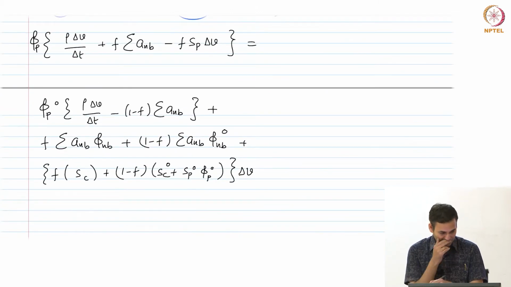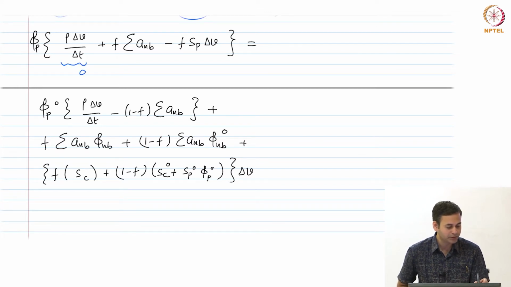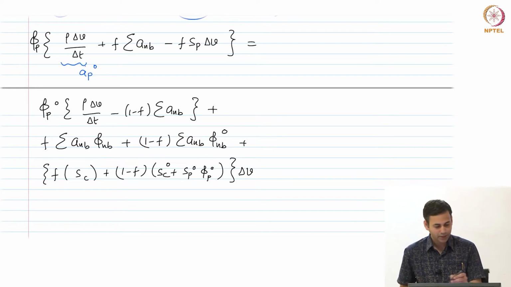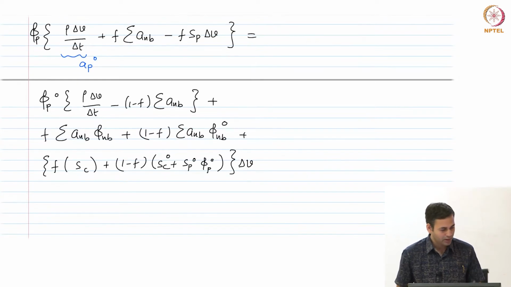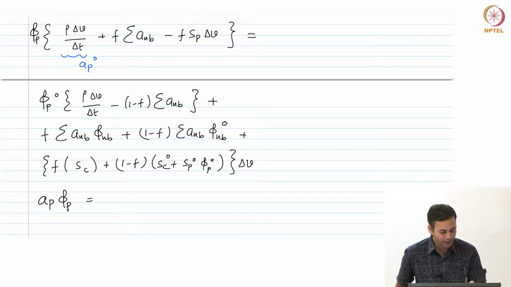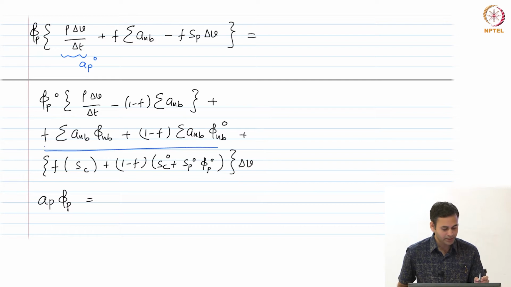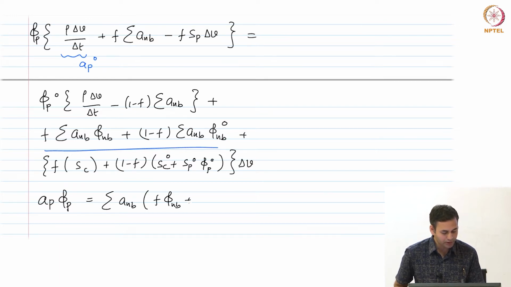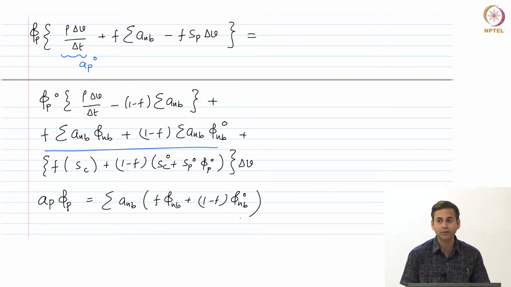So, this looks good. Now, let me rewrite this thing. We would like to call this coefficient some AP0, okay. Then I can rewrite this as what? This would be AP times phi p on the left hand side equals, from the two terms that we have here, can I rewrite this as sigma a and b times f times phi nb plus 1 minus f times phi nb 0, is that okay? I just clubbed the two sigmas, right.